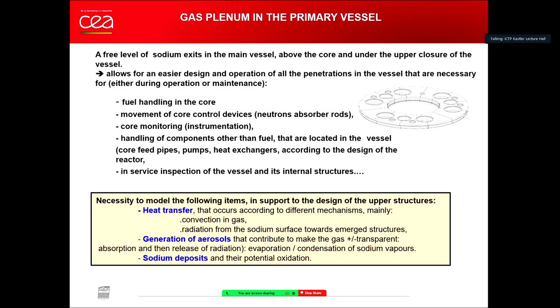And then also, this evaporation can have some consequences on the deposition of aerosols in the upper part, because you know that we have some narrow gaps in the upper part, particularly with the rotating plugs, and particularly with what we call the control plug, or above-core structure.